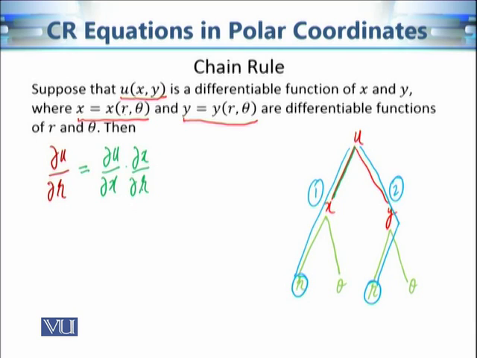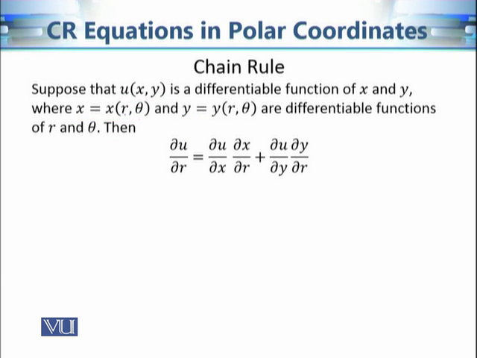Now what about the second branch? Plus the second branch is partial u by partial y. So the rate of change of u with respect to y is multiplied by the rate of change of y with respect to r. That's how we use the chain rule to calculate partial u by partial r. Similarly, we can calculate partial u by partial theta.